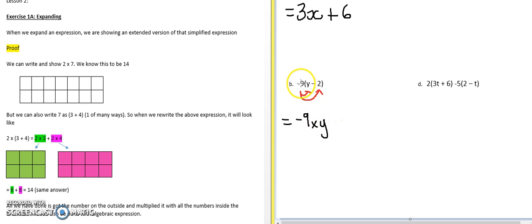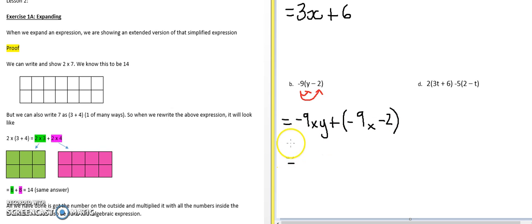Then we have a negative 9 times a negative 2. So I'm still going to write plus, okay? And just in case, I'm going to put brackets around here because it's going to get a little bit tricky when we have to deal with negative signs. So this is negative 9 times negative 2. Close bracket.